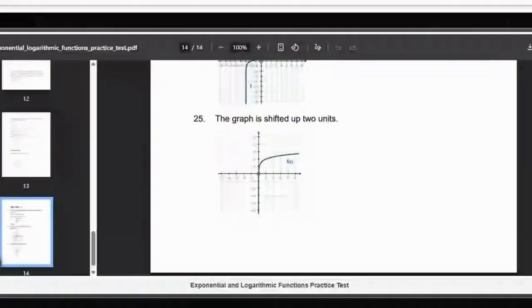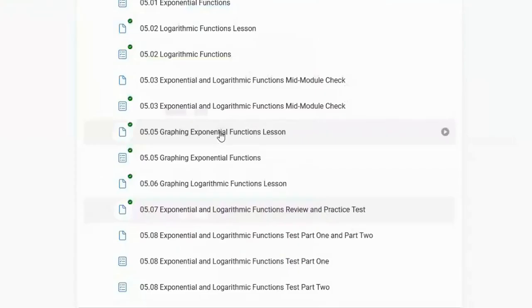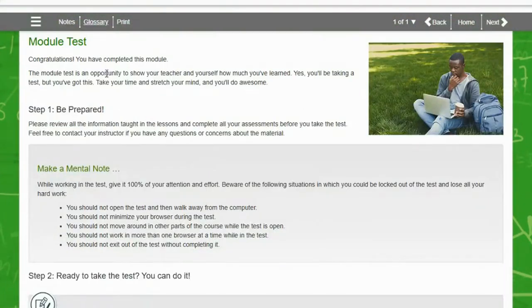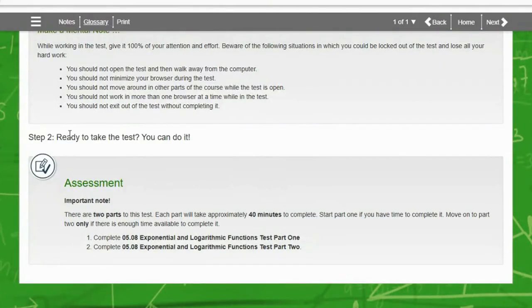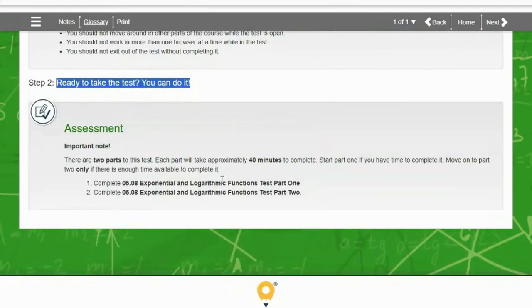Now let's look at the test while we're here and see what the test looks like so you have some idea. Okay, and we'll get back off the screen. This first one right here has a little blank icon. That means that's not really any assignment. That just says, congratulations, you've completed the module. Be prepared, take the test. Ready to take the test, you can do it. Just make sure when you get in there, do your best, all that kind of stuff.